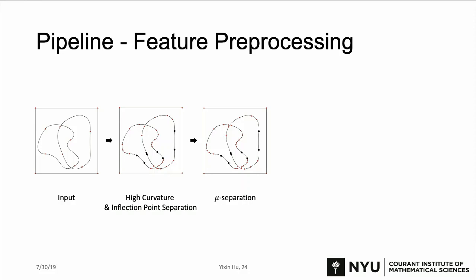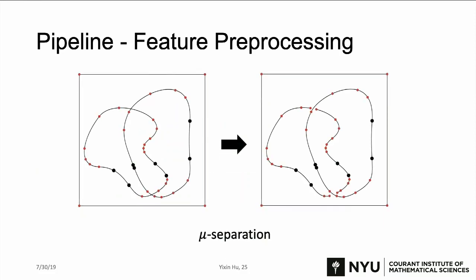The second step is mu separation. In this step, the input curves will be separated into primary features and secondary features. We ensure that primary features are away from each other by a minimum distance mu, a user-controlled parameter, except they connect at the same point in a good angle. In later meshing steps, we will try to exactly preserve primary features. And now the right image only shows the primary features.